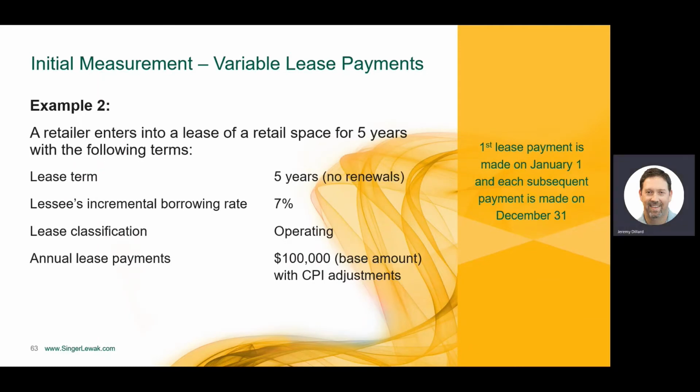Now, let's go through one more example on variable lease payments. A company leases retail space for 5 years and there's no renewal options. The company's IBR for similar payment stream and collateral is 7%. The company classifies the lease as an operating lease, and there are annual payments of $100,000 with CPI bumps.